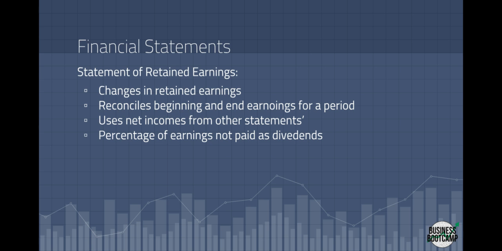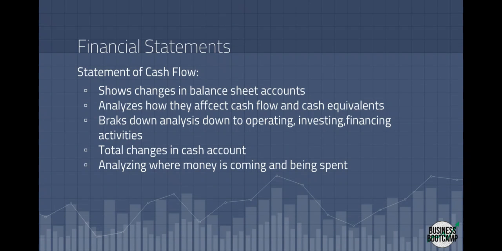The last type of statement that we are going to discuss today is a statement of cash flow. In financial accounting, a cash flow statement, also known as a statement of cash flows, is a financial statement that shows how changes in balance sheet accounts and income affect cash and cash equivalents. It basically breaks down the analysis into operating, investing, and financing activities. It shows the total changes in the cash account and is used to analyze where money is coming from and where it is being spent.